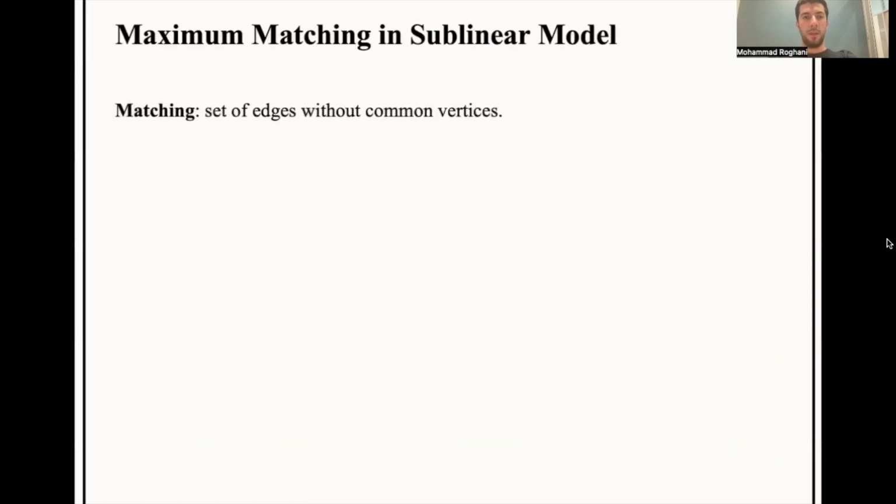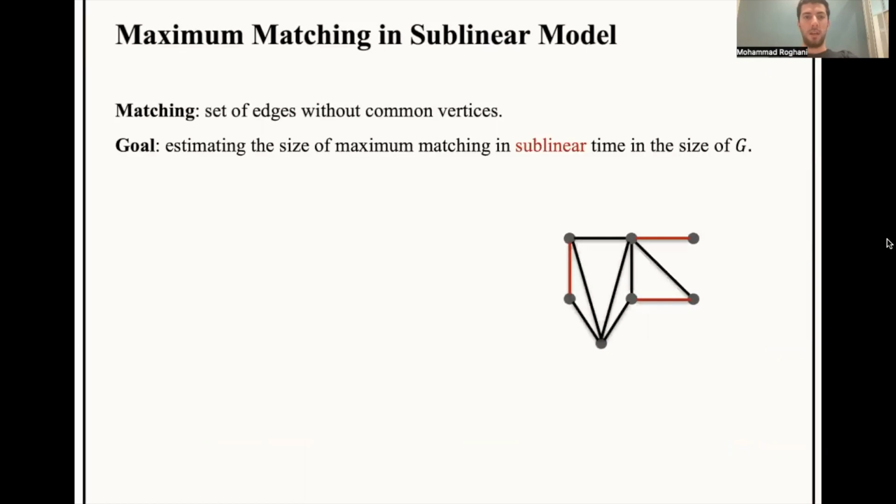A matching is a set of edges that do not have a shared endpoint. So here in this graph, the set of red edges is the maximum matching of the graph. Our goal in this paper is to estimate the size of the maximum matching in sublinear time with respect to the size of the graph G. So basically, we are interested in a running time that is slightly better than quadratic running time.